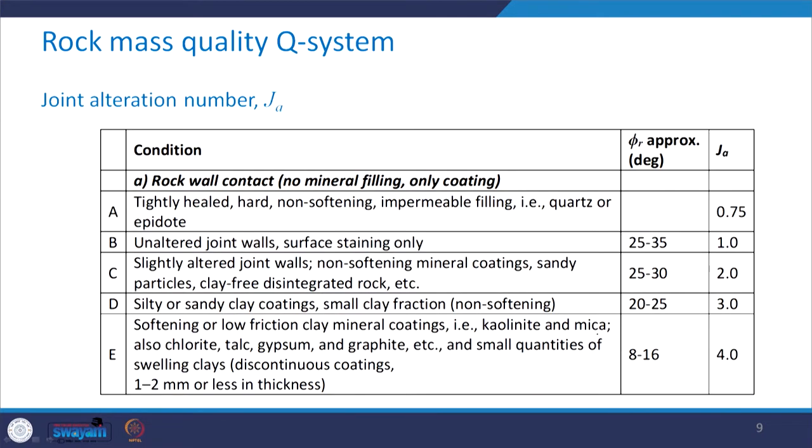In case of the joint alteration number, you have the condition of the joint. The first category is rock wall contact. That is, in this case, there is no mineral filling, only a coating. Further, various categories are defined in terms of these alphabets. You can take a look: A, B, C, D, and E. Say, for example, it is the unaltered joint walls and there is only surface staining. So Ja is going to be 1 in this case. Likewise, whatever the category for the case that you are handling, you appropriately pick the rating.